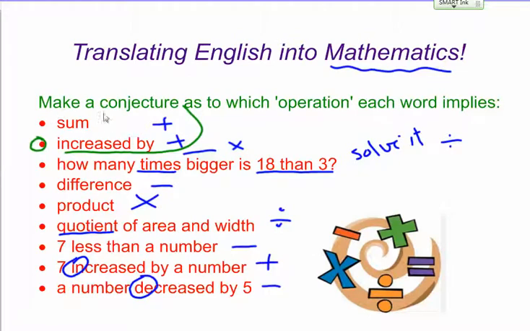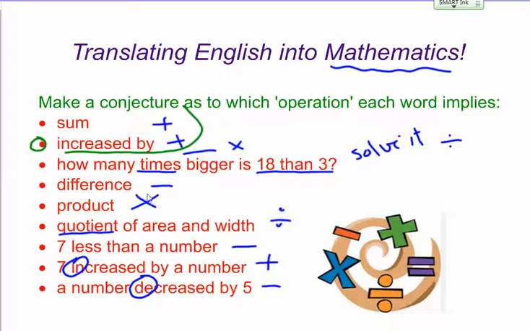Next, in your groups, you had to figure out which operation each word implies. Sum is the answer when you add. If I increase a number by something, I'm adding to it. We had a good discussion about this phrase: how many times bigger is 18 than 3? If I were going to write an equation, I would use multiplication. But to solve it, you would divide 18 by 3 to get 6.